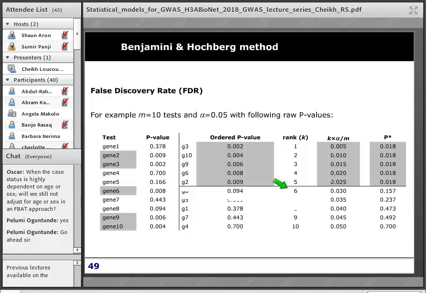I don't know if you understand my answer to that question, Pelumi. You can tell me quickly if you understood the reply to your question. And then, so you are typing.